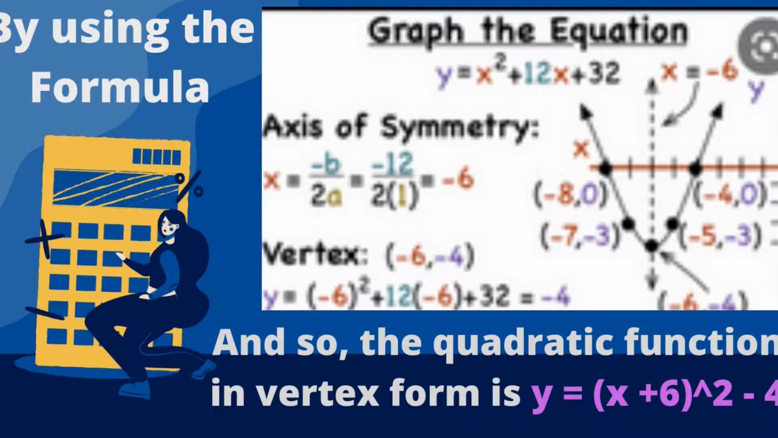So, the quadratic function in vertex form is y equals quantity x plus 6, because if the h is negative 6, it becomes positive 6. Then close parenthesis squared, then negative 4. And so, that is how to change the standard form into the vertex form using the formula of x and the vertex h comma k, or x comma y. I hope you get it also.